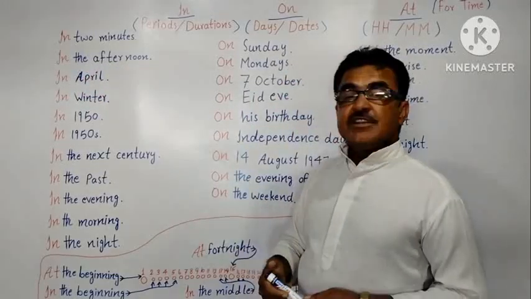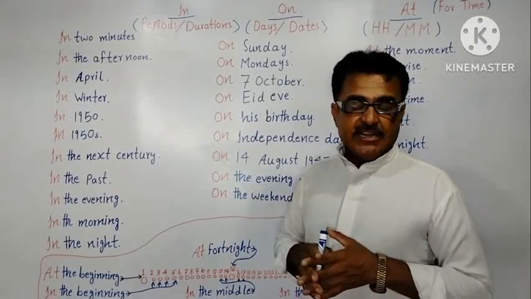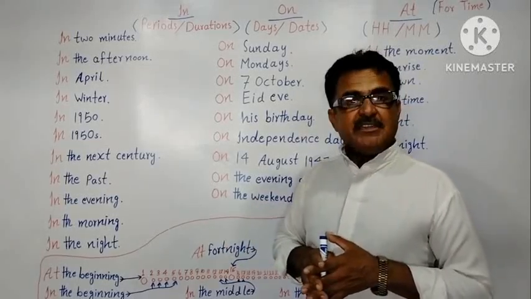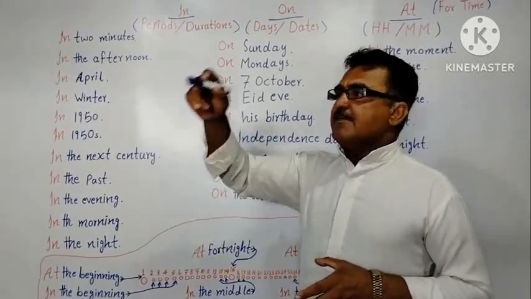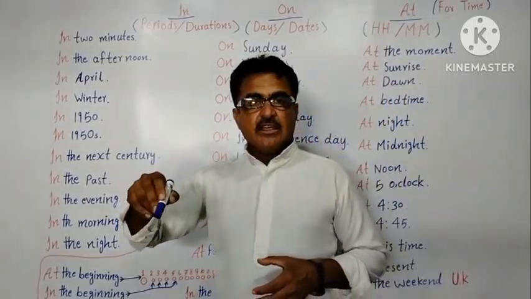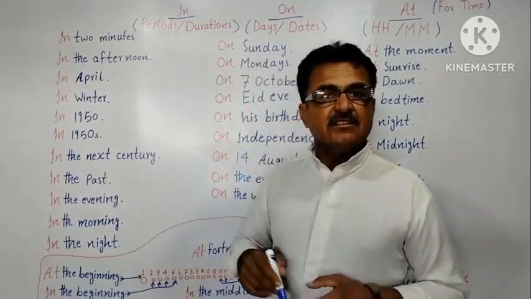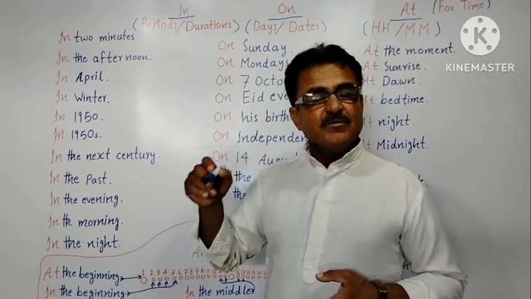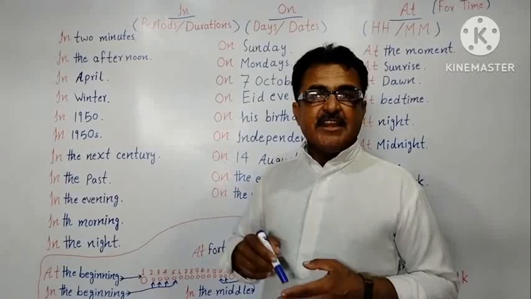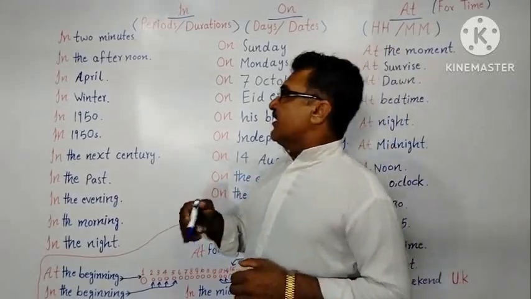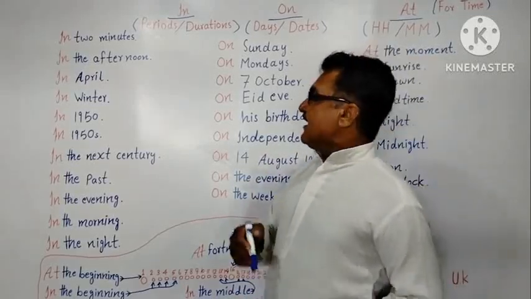In the afternoon. Now it is a duration of maybe 3 or 4 hours. So when something is not known, the time is not clear, kind of foggy, then we say in the afternoon. It's a period of time, maybe 2-3 hours, so that's why we use in the afternoon.